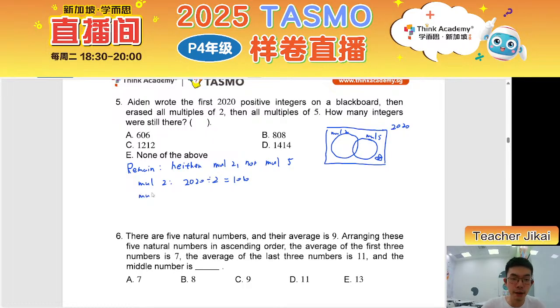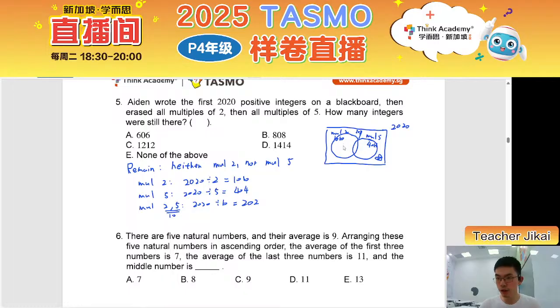How about multiples of 5? Every 5 numbers we have a multiple of 5, right? So we just divide by 5. 404. Then how about multiples of 2 and 5? It's calculating the LCM of 2 and 5, right? So it is 10 here. 2020 divided by 10, it will be 202. This is it. So we know multiples of 2 is 1010. Multiples of 5 is 404. And the middle of it is 202.